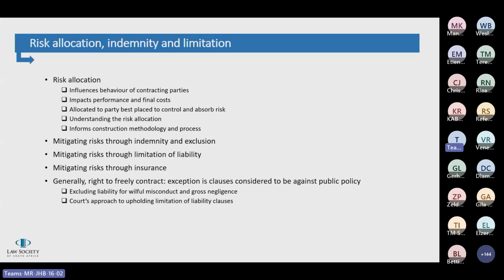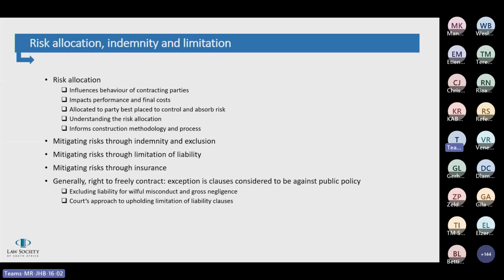Now, there's various ways in which you can mitigate risks. So we've got the allocation, but then we also have some form of mitigation of risks for both parties. So it can be either through indemnities, it can be through limitations of liability or exclusion clauses. And then we'll deal with each of them in detail. And it can also be mitigated through insurance.